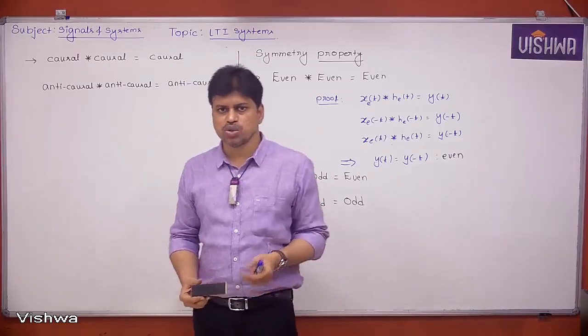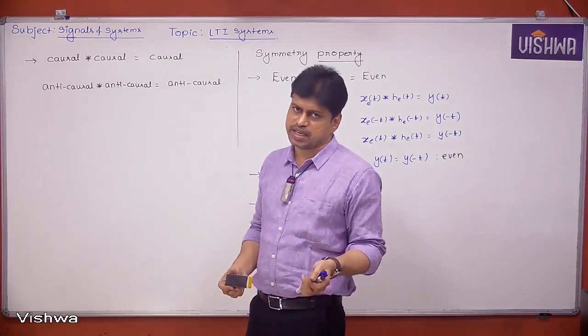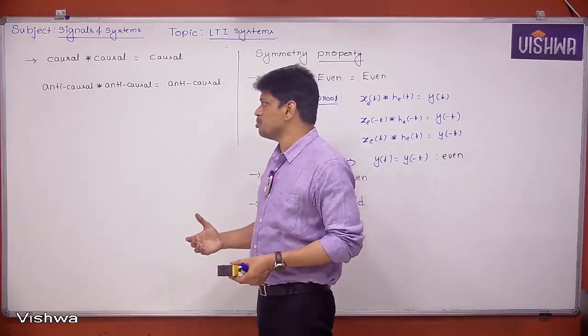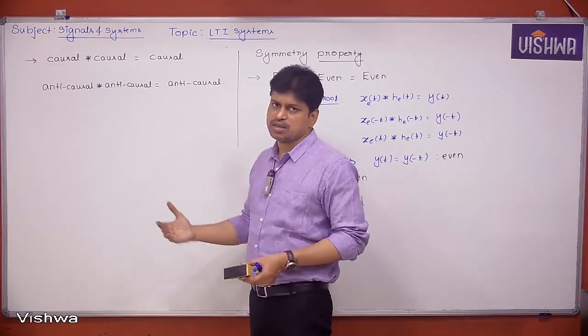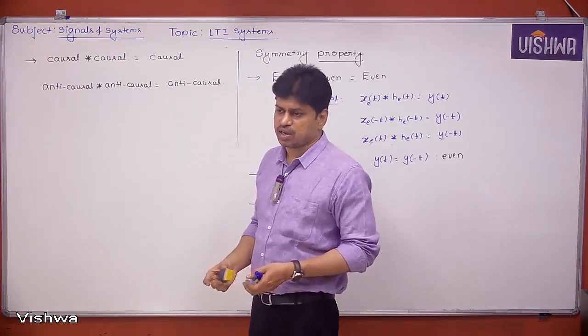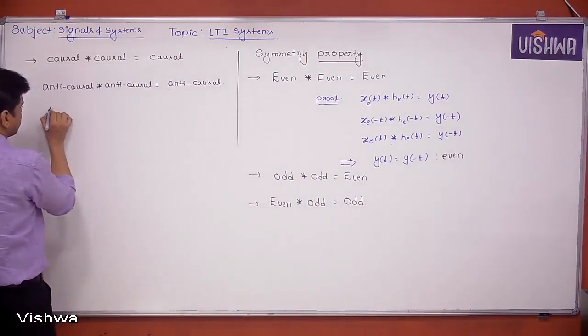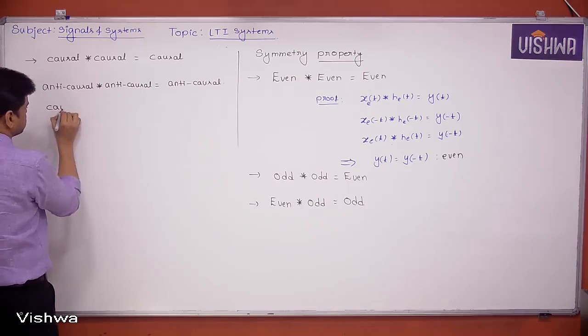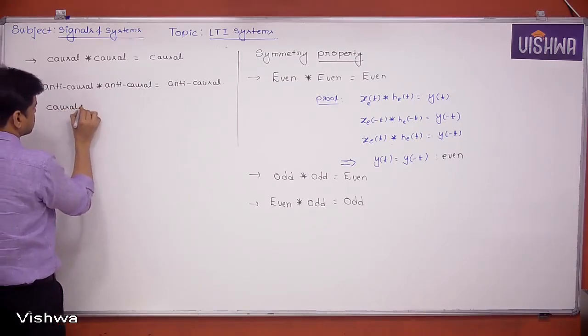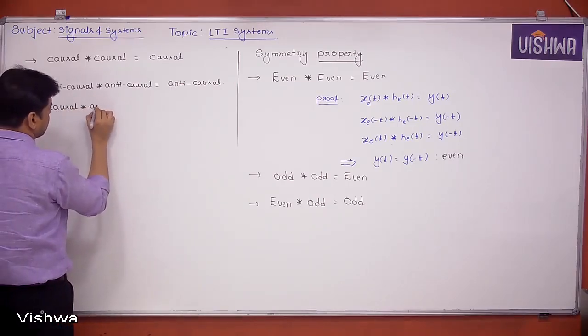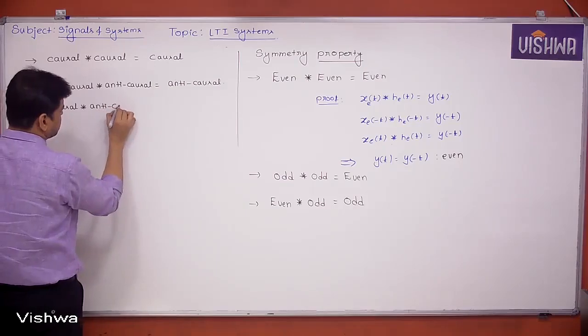I hope you understood. The sum of two negative values is again a negative value. So the upper limit is a negative value, which means the signal exists entirely in the negative portion, so it is an anti-causal signal. Next, suppose you take a causal signal convolved with an anti-causal signal, then what is the result?